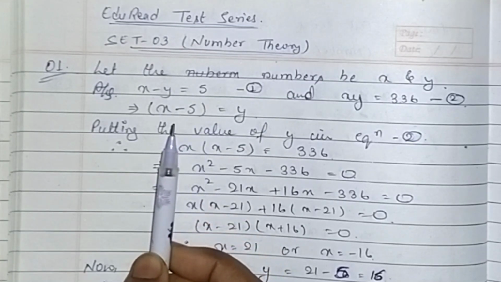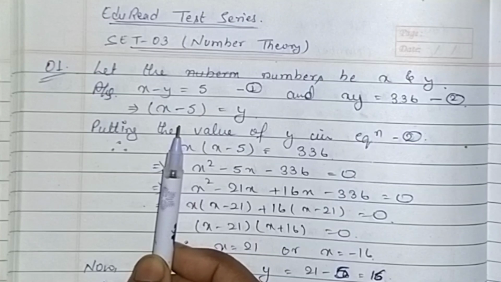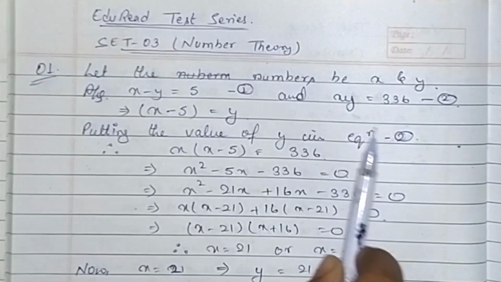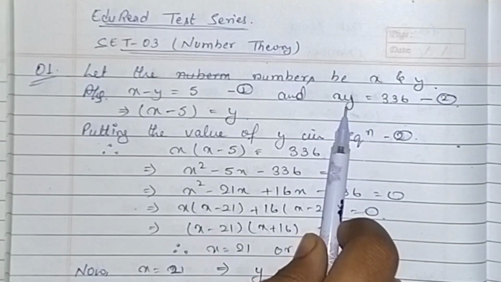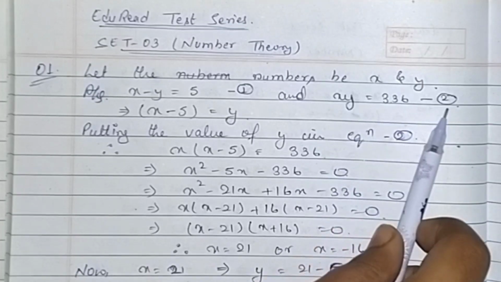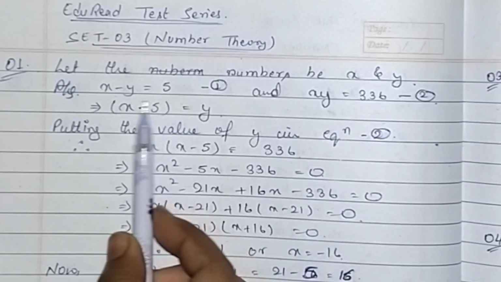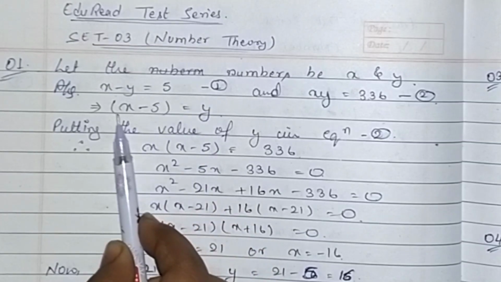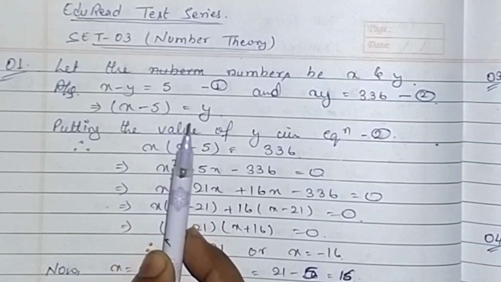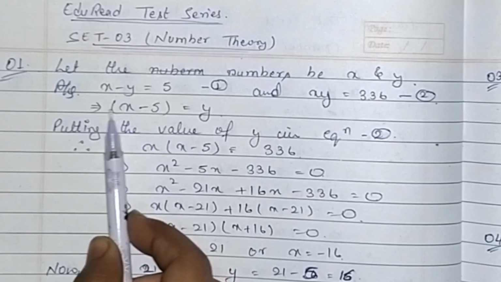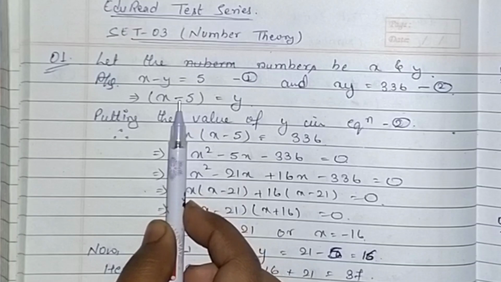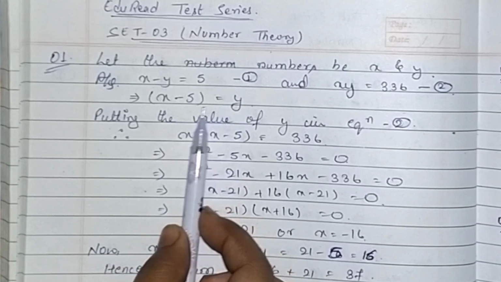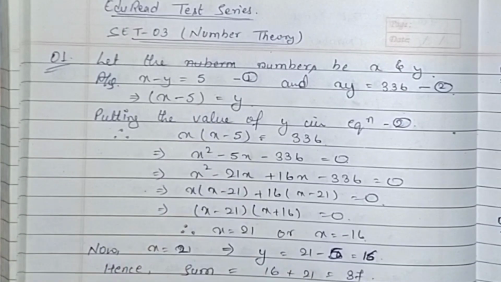Now the question next says, if their product is 336. On the basis of this statement, we can form our second equation, which is the product, that means x multiplied by y is equal to 336, which is our equation 2. Now from equation 1, we can solve it further to find the value of x or the value of y. So we have found the value of y is equal to x minus 5.